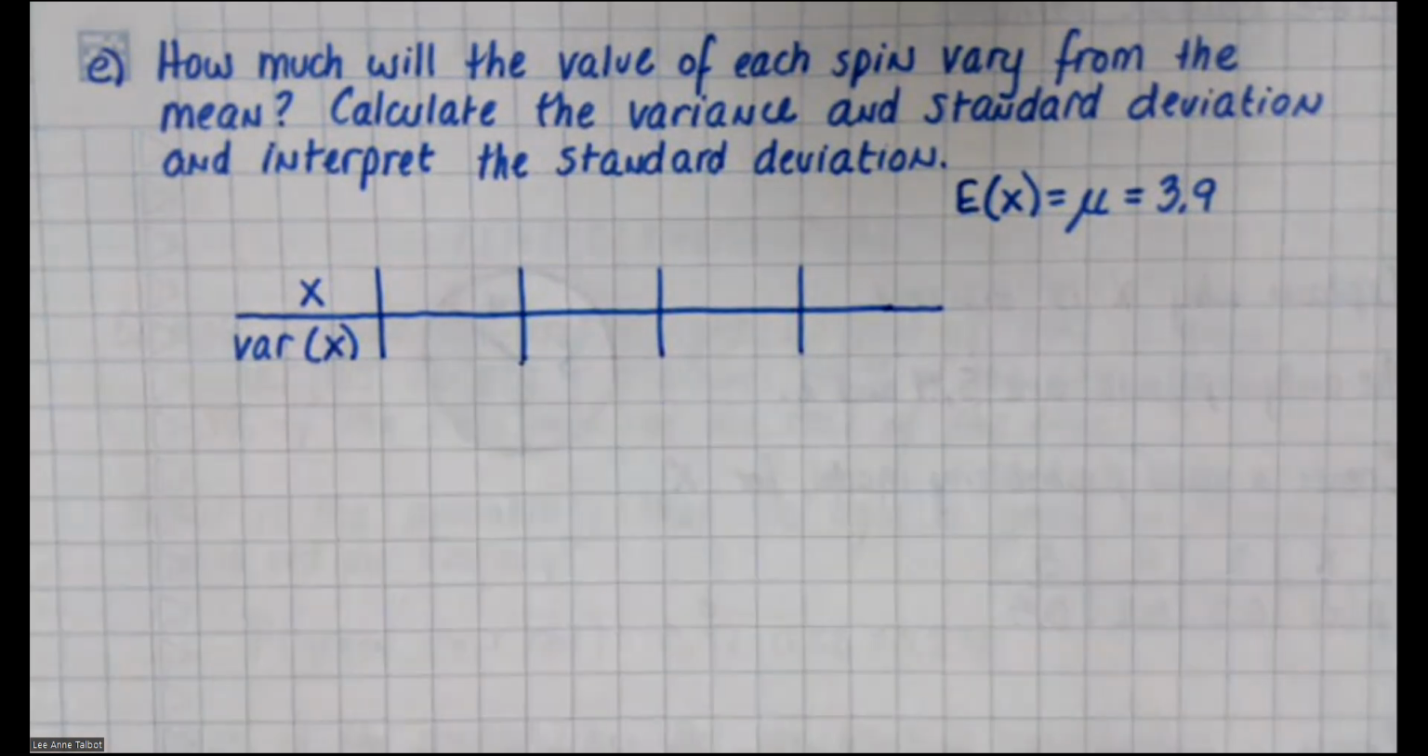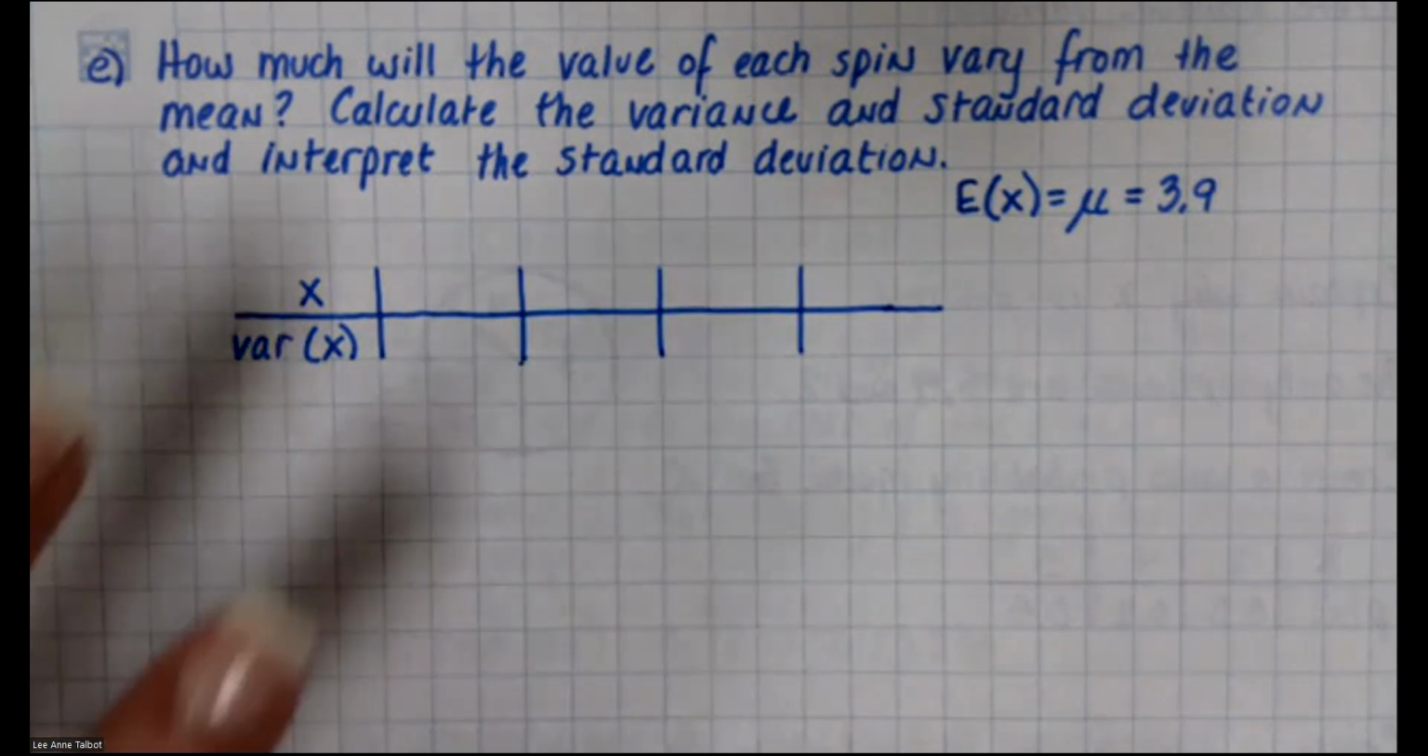Okay, VAR stands for variance. Just to remind you, the variance is the standard deviation squared. So it's the thing you get right before you square root to get the standard deviation at the end. Okay, hold that thought.